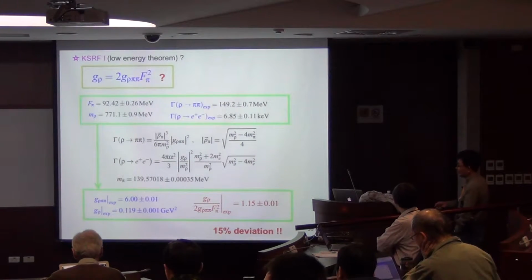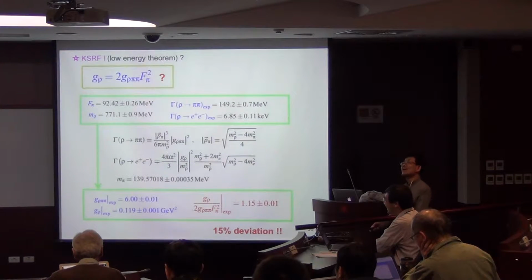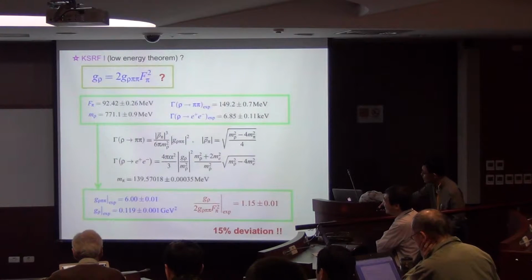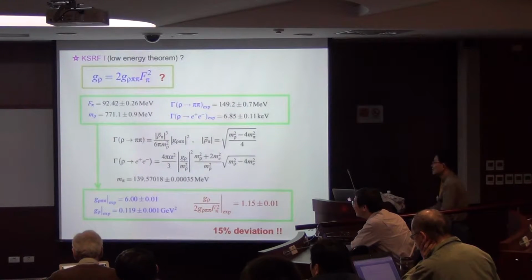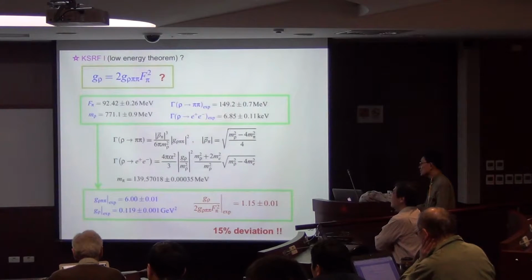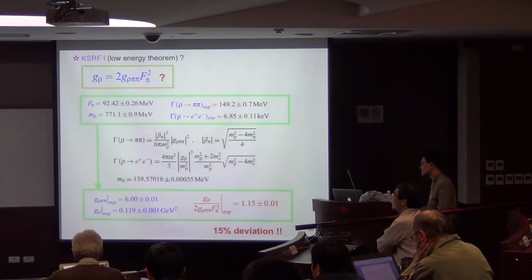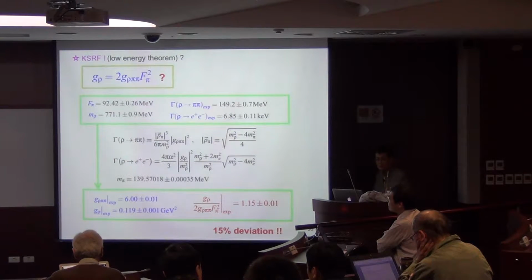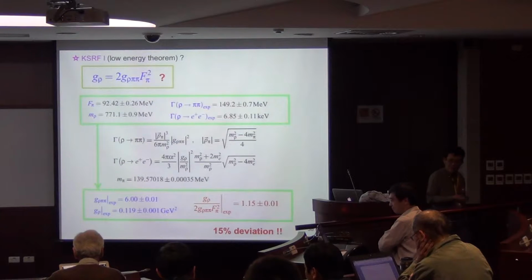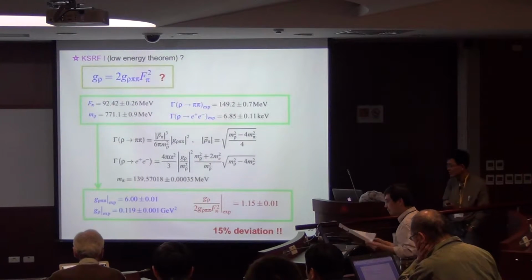But anyway, if you combine these experimental values in this way, you obtain 1.15. But the prediction of hidden local symmetry is that this should be 1. That means a 15% deviation. I don't know whether 15% is good enough or not, but I think that in hadron phenomenology, 15% is good enough.